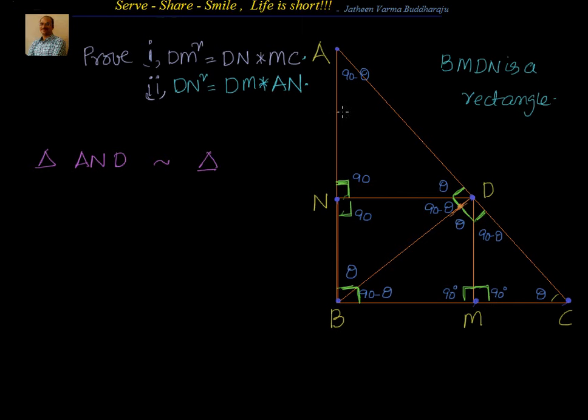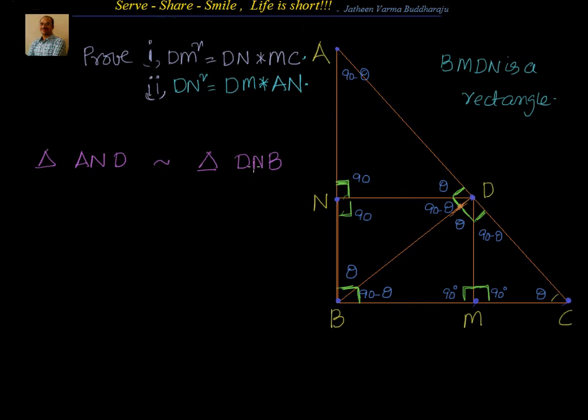I have DN square equal to DM into AN. So where I have DM and where I have DN, I know DM equal to BN, so I can take triangle BND, but I have to write in angles 90 minus theta, theta. So that will be 90 minus theta, theta, which is nothing but DNB. I hope that's clear. Always remember the corresponding angles are equal in similar triangles.